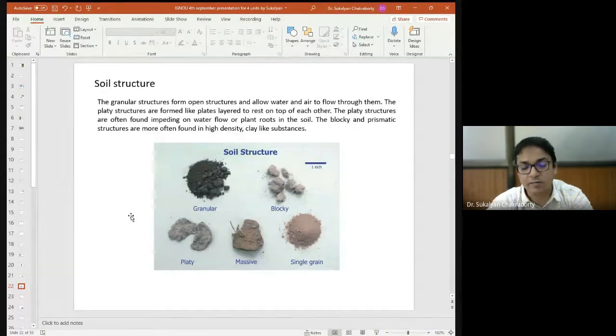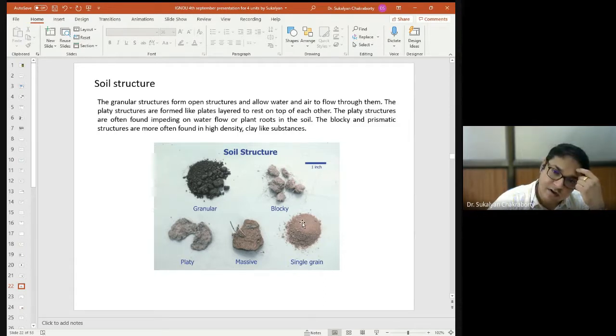Soil structure. The soil particles bind among themselves as well as with moisture due to the forces of cohesion and adhesion, and they form certain structures like these. Granular, where you find granules. Blocky, which you find mainly in degraded soil. Platy soil, again found in degraded soil. Massive soil, where you find chunks of soil coming together. And single grain is actually a very dry soil. Out of these different soil structures, the granular soil structure is the best for plant growth.